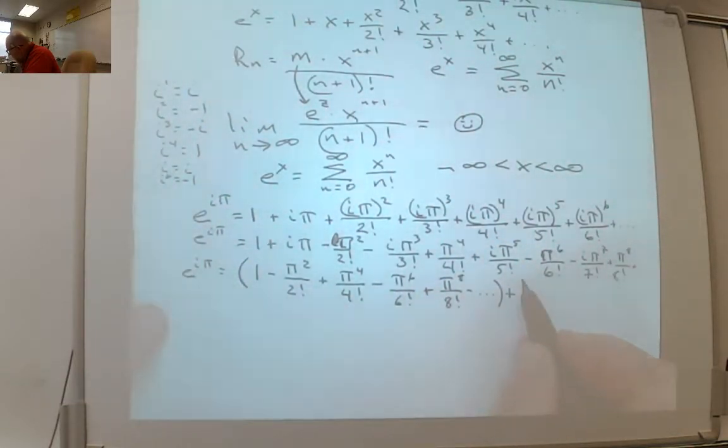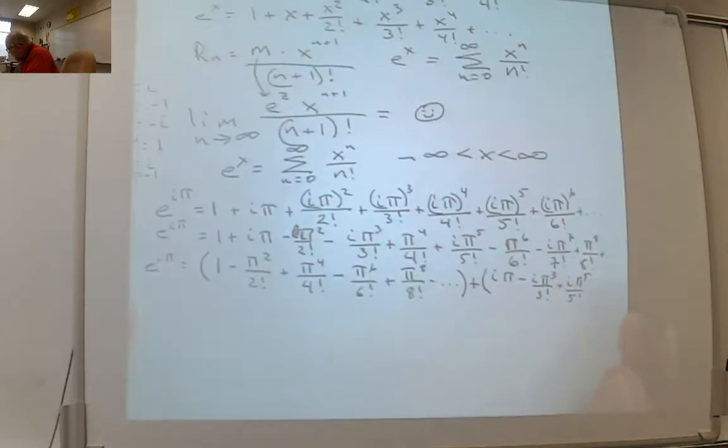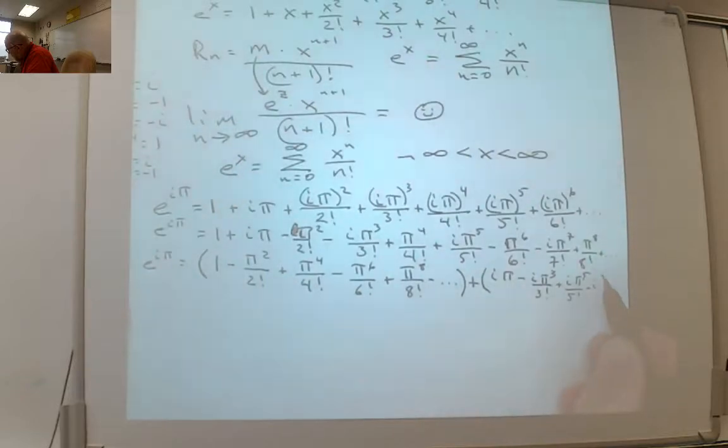And then I have the i ones. What do I have here? I have i pi, and then I have a minus i pi cubed over 3 factorial. I have a plus i pi to the fifth over 5 factorial. I have a minus i pi to the seventh over 7 factorial, plus dot, dot, dot, parentheses.